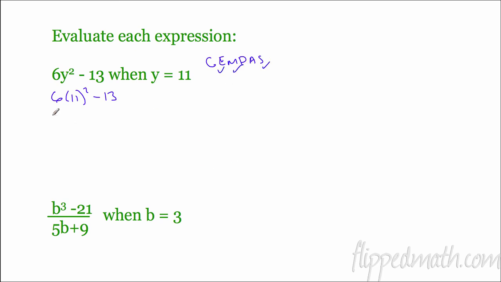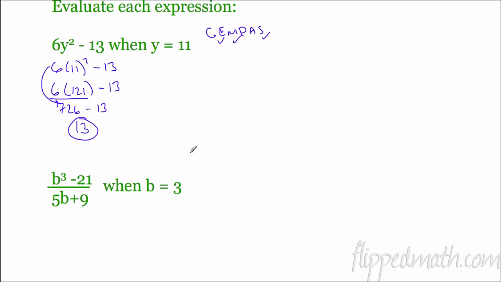So my exponent comes first. 11 squared is 11 times 11. That's 121 minus 13. Between multiply and subtract, I need to multiply first. 6 times 121, that is 726 minus 13. And again, if you don't know that off the top of your head, you can use a calculator. That's a good idea, but you can still write the step down. All right? Don't go from here to here. Go from one step to the next. And then last but not least, 726 minus 13 is 713. And there you have simplified.